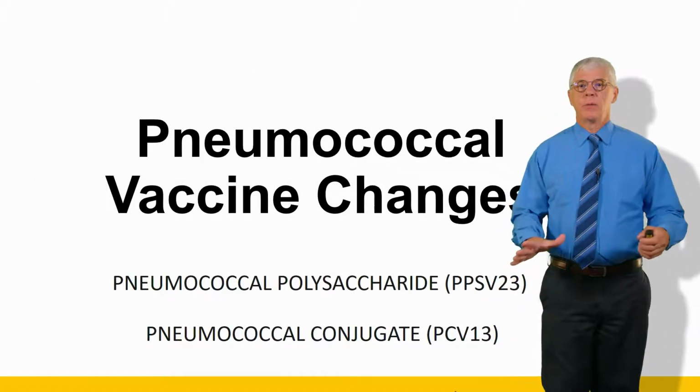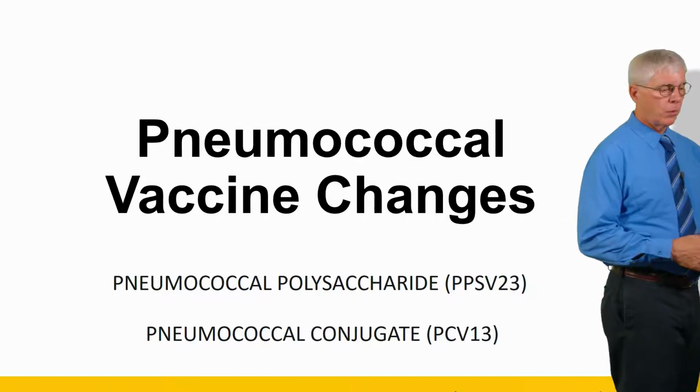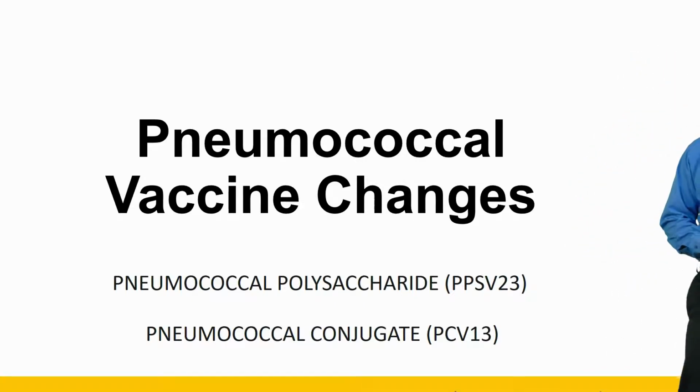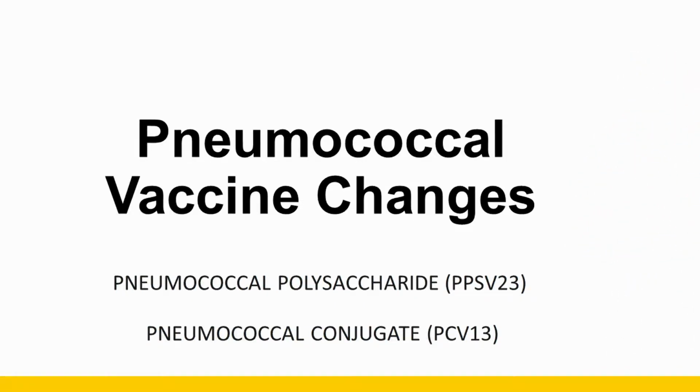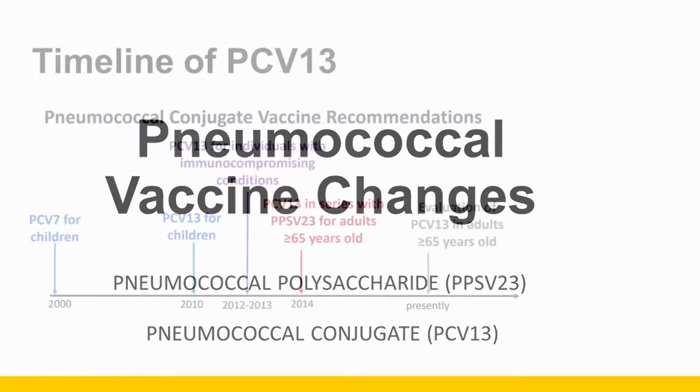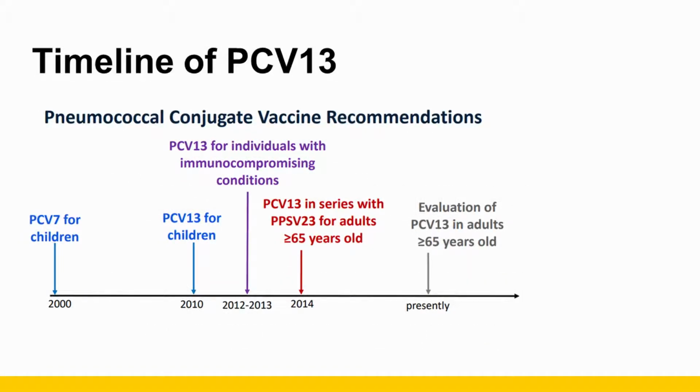And then we're going to talk a little bit about pneumococcal vaccine changes. So many people have been confused about this, and I honestly can say I was confused too when the ACIP, the Advisory Committee for Injection Practices, came out with this recommendation to have a change from the pneumococcal vaccine regimen that we've been using since about 2014. So it involves this pneumonia vaccine, the pneumococcal conjugate vaccine, which is PCV13.